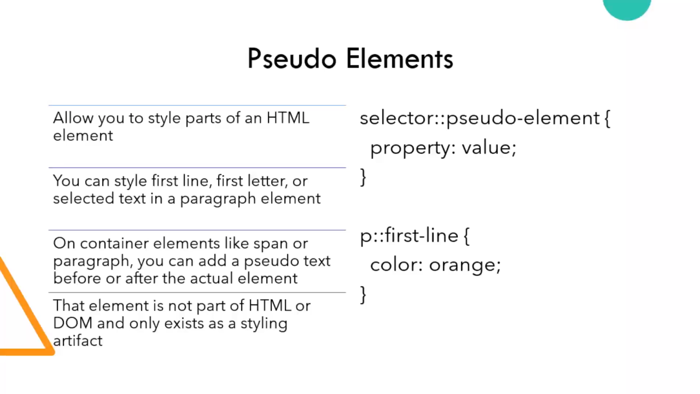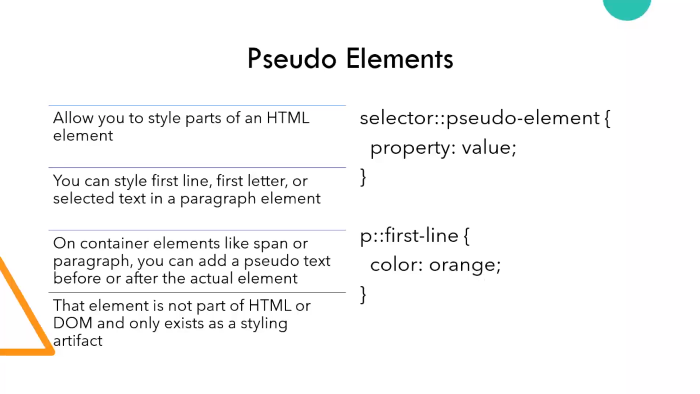So the next CSS concept to discuss is pseudo elements, and the formal definition is they allow you to style parts of an HTML element. So taking the example of a paragraph element, you can style the first line, first letter, or selected text in a paragraph element. So I have provided this example here where using p colon colon first-line, we can style the first line of the paragraph element only with the color orange, and the rest would be styled normally.